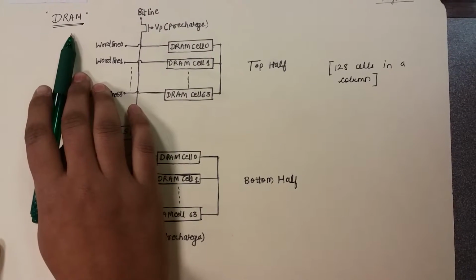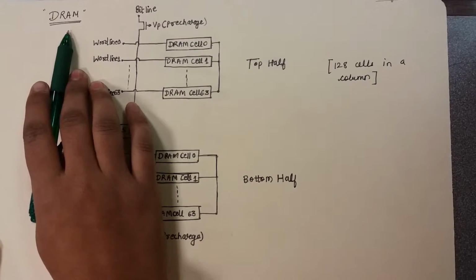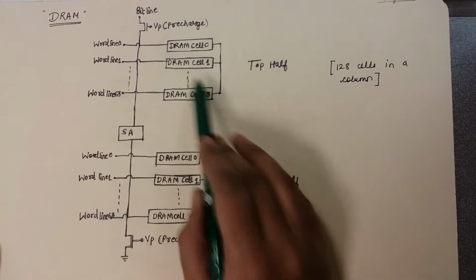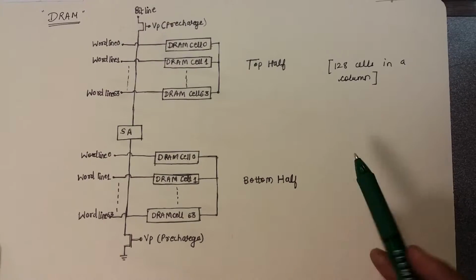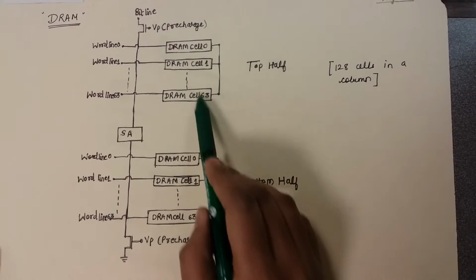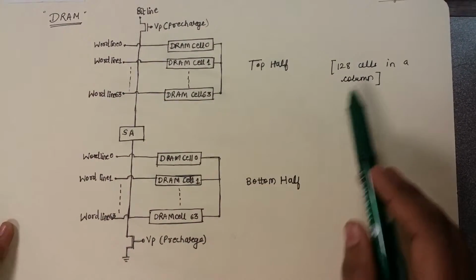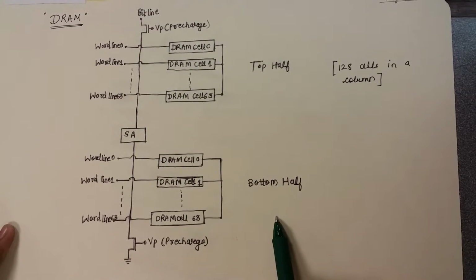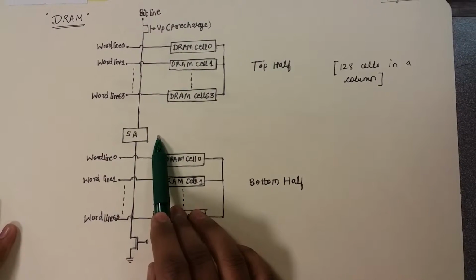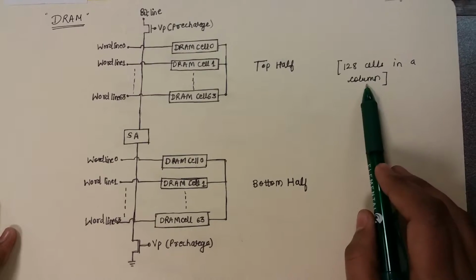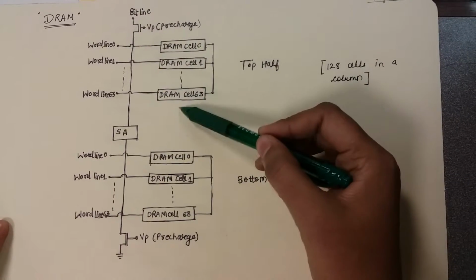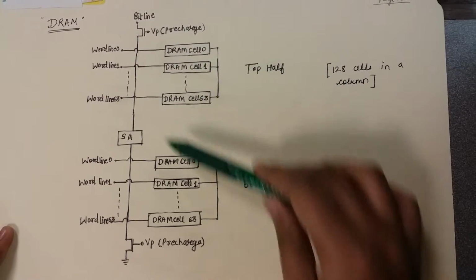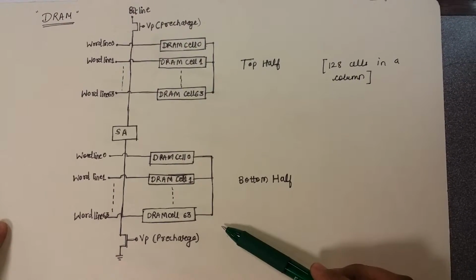Now let me explain something about the DRAM architecture. As you can see, these are the DRAM cells. It has a single transistor with a capacitor. These cells are divided into two parts, the top half and the bottom half, and a single sense amplifier connected to it. As in, suppose there are 128 cells in a column, 64 will be divided in the upper half and 64 will be kept in the lower half.